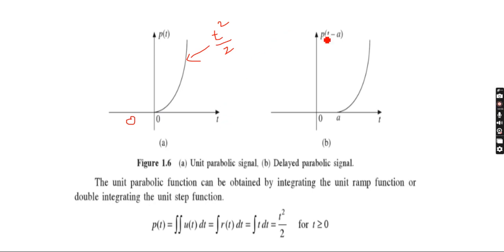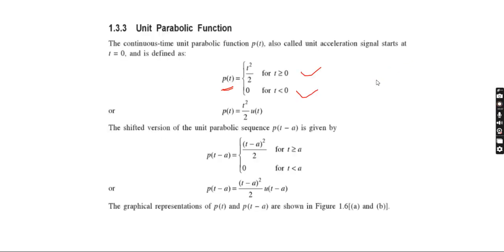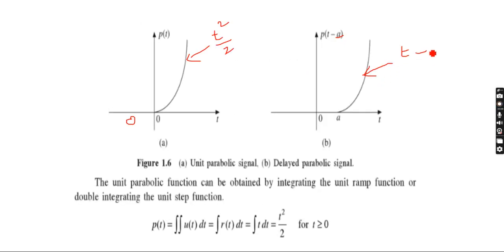Similarly, if you shift it by a units, t minus a means to the right side on the positive t axis, the signal appears like this. So here also it is t minus a whole square by 2. So this is a shifted version of the signal.